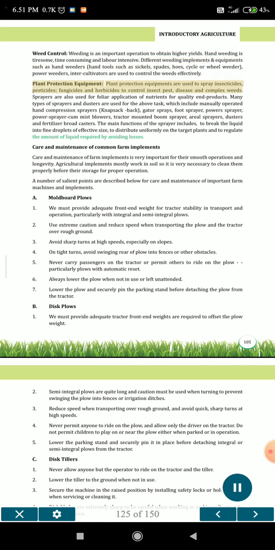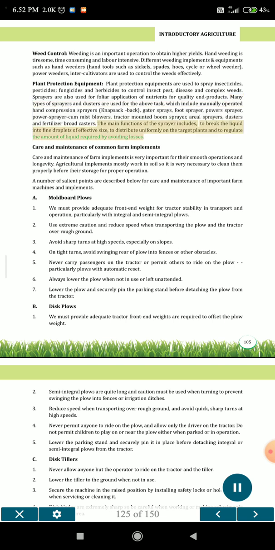Plant protection equipment. Plant protection equipment is used to spray insecticides, pesticides, fungicides and herbicides to control insect pests, diseases and complex weeds. Sprayers are also used for foliar application of nutrients for quality end products. Many types of sprayers and dusters are used for the above task, which include manually operated hand compression sprayers, knapsack sprayers, foot sprayer cum mist blowers, tractor-mounted boom sprayers, aerial sprayers, dusters and fertilizer broadcasters.